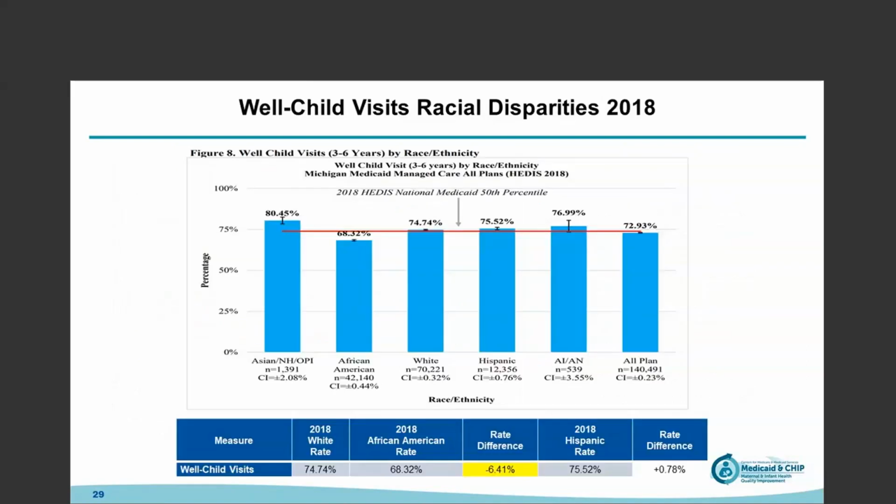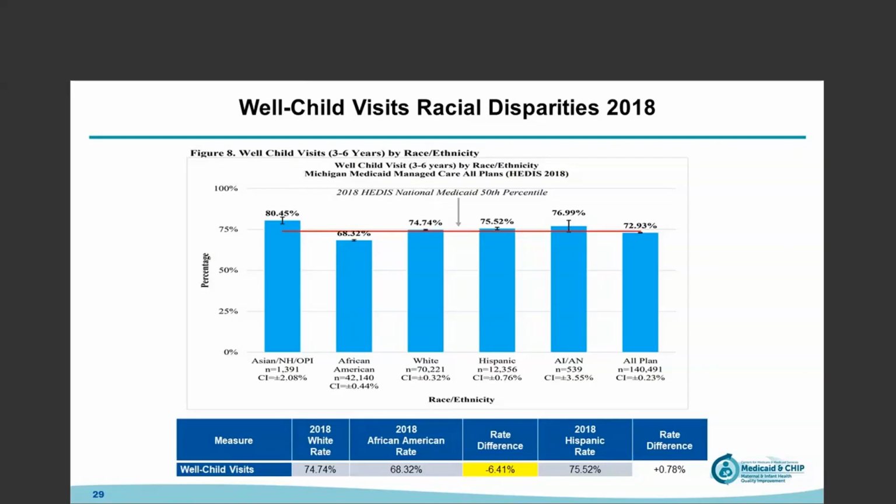So this is another snapshot from the Health Equity Report. As I mentioned, we do make a comparison of each racial subpopulation to that overall measure rate. And so this top graph is what you see: each racial subgroup in the well-child 3 to 6 years of age measure compared to, in this case, the 50th percentile shown with the red line there.